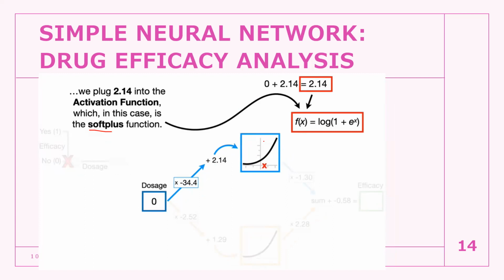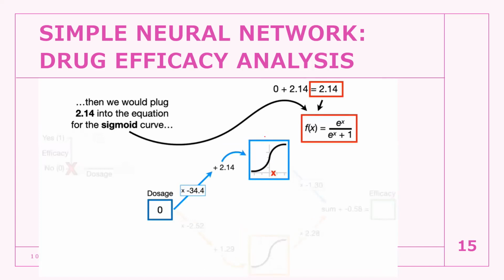Now, soft plus tells you that on the negative side, it goes to 0, but on the positive side, there is no end to it. So finally, because this is x into minus 34.4, this becomes 0, and you're adding 2 to it. So it is f of 2.14. Or if you apply it through a sigmoid curve, it becomes f. So you can take any function here. You can apply soft plus, you can apply sigmoid.